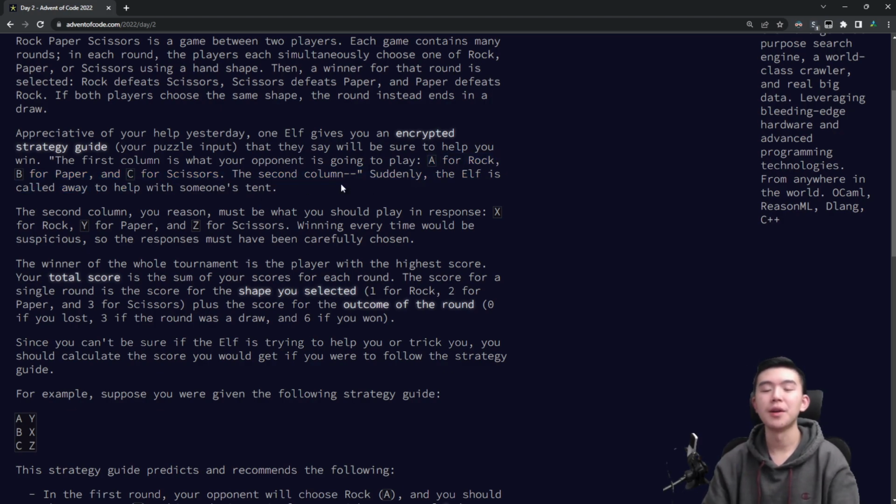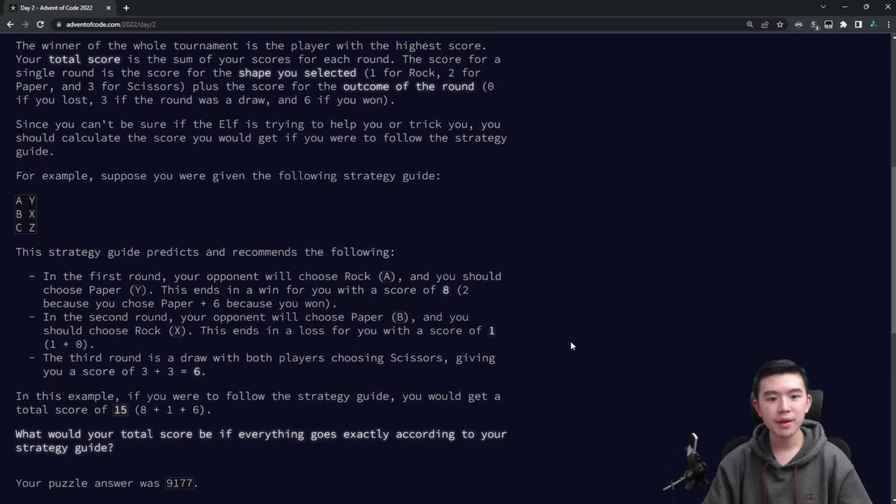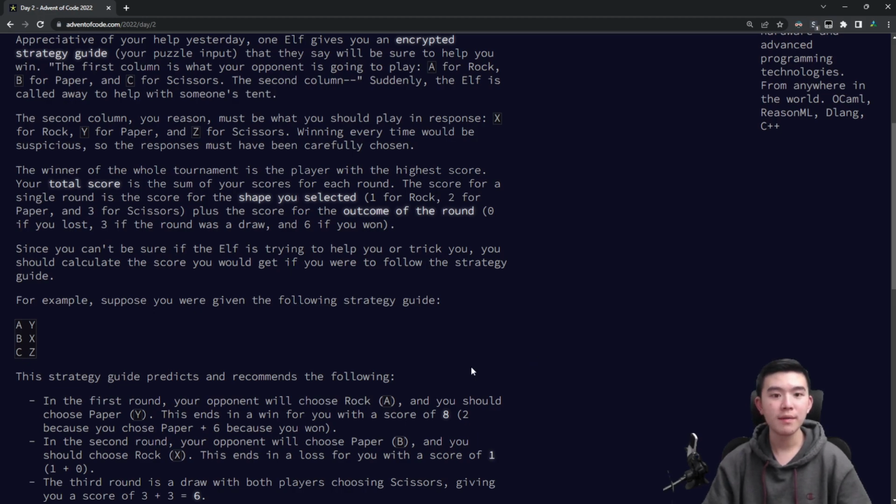And the second column, suddenly the elf is called away to help with someone's tent. So we don't know what the second column means, but we decide to infer some things about it. X probably means rock, Y means paper, and Z means scissors. So what we're going to do here is calculate our score if we follow the strategy guide, given that the first column is what our opponent plays and the second column is what we play. So how is score calculated?